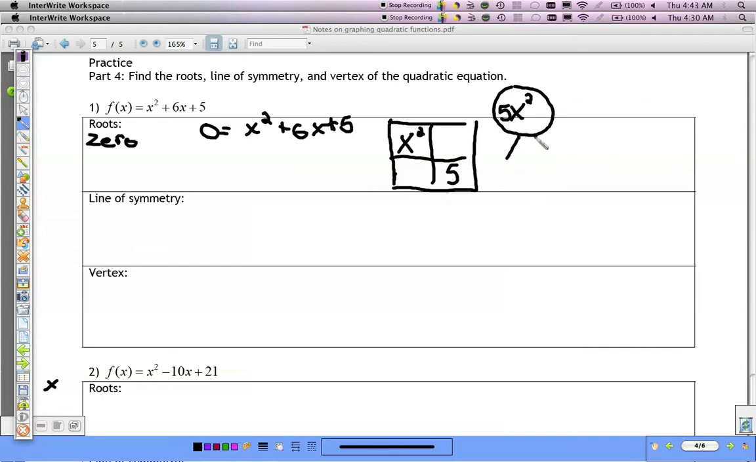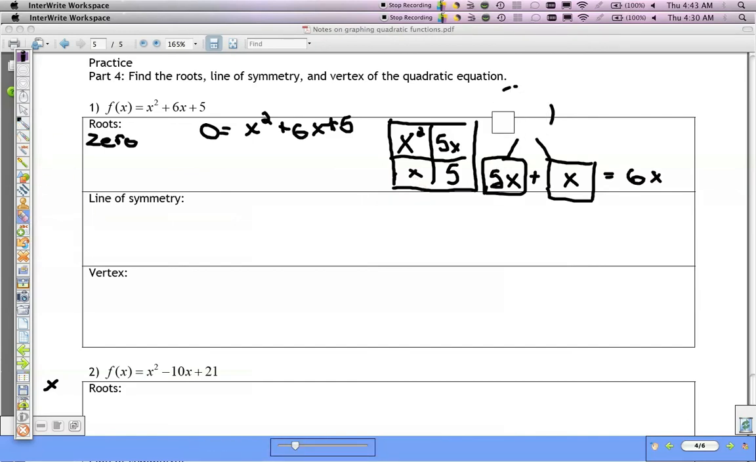And I want to find the factors of 5x squared that will combine to be my middle term, 6x. So my factors, of course, will be 5x is a factor of 5x squared, and just 1x, or x, is a factor of 5x squared. So that goes into my other two boxes. Now, the last thing I want to do is find the greatest common factor of each row and each column.